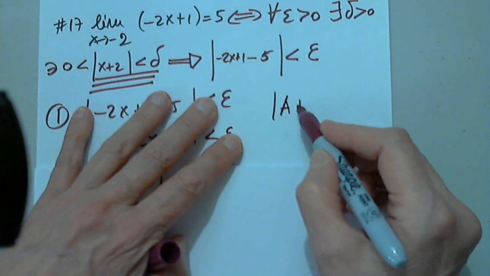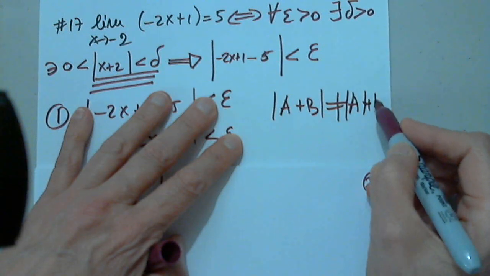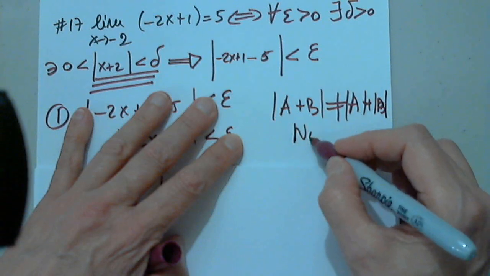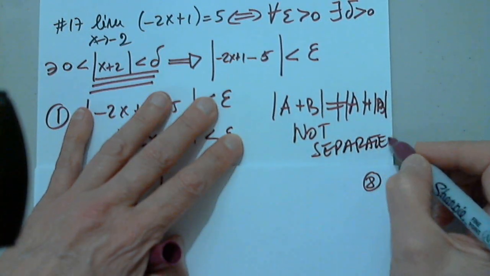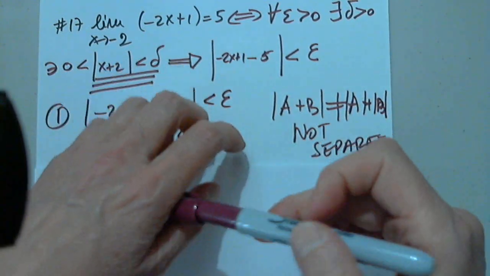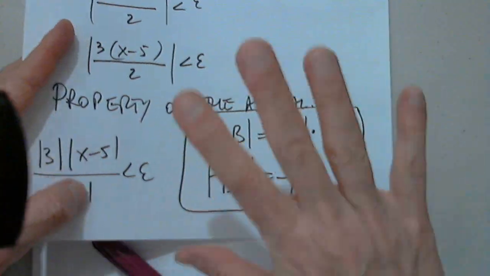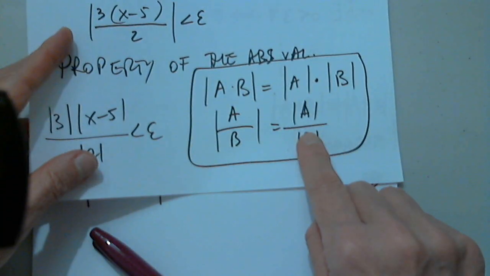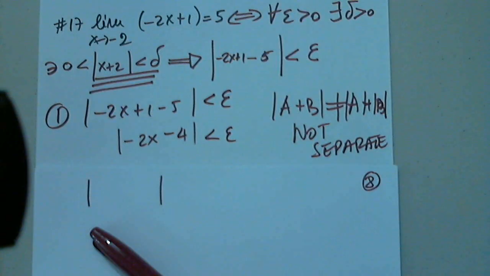The absolute value of a plus b does not equal the absolute value of a plus the absolute value of b. So we cannot separate. This is not a product or a quotient. These are the only two properties. There is a property for the product and a property for the ratio. We don't have any properties for the sum or difference.